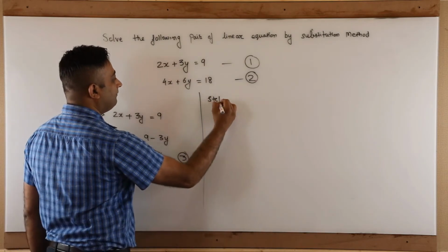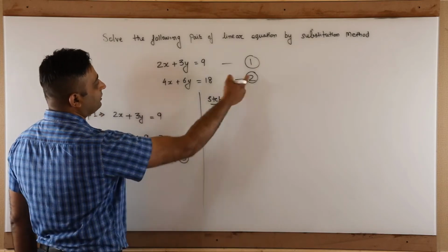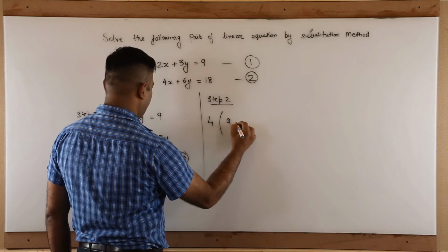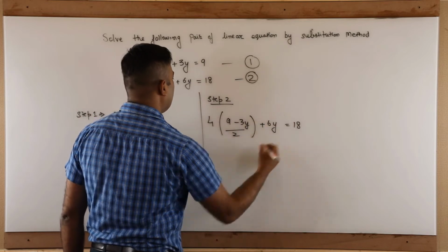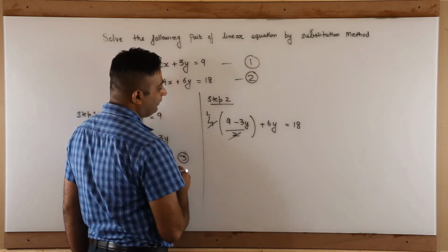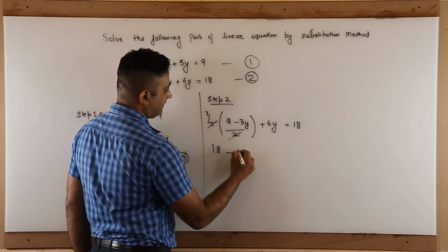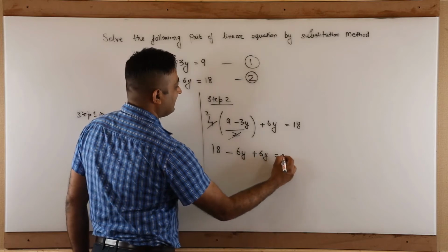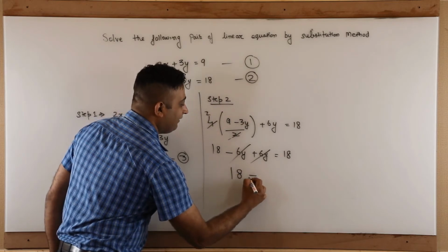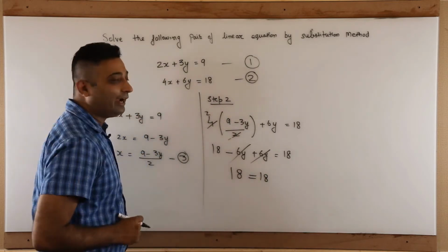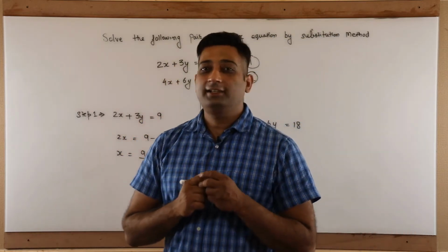In step 2, we will substitute the value of x found in step 1 in equation number 2, that is 4 into (9 minus 3y) divided by 2 plus 6y is equal to 18. So 4 divided by 2 is 2, that means 18 minus 6y plus 6y is equal to 18. So in this equation you can see that the variable which we were trying to find eliminated itself. That's why I said in the beginning that this is a very interesting problem.